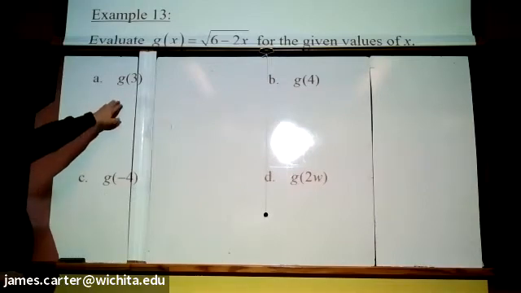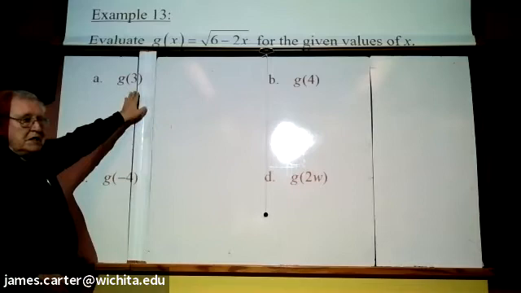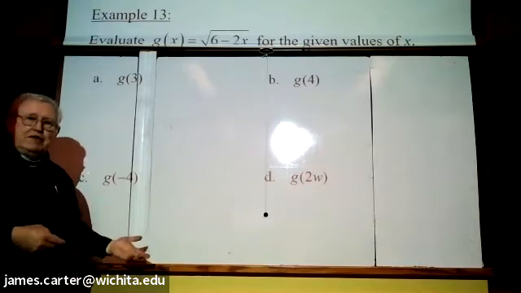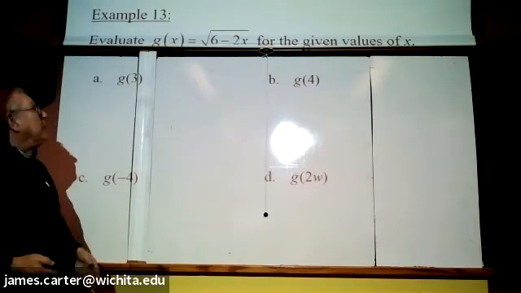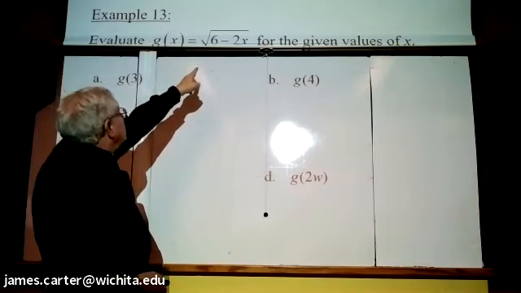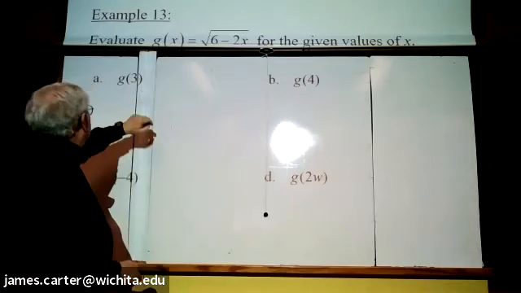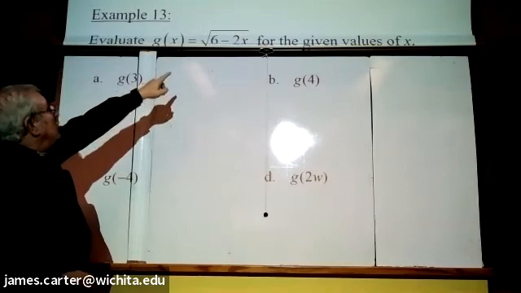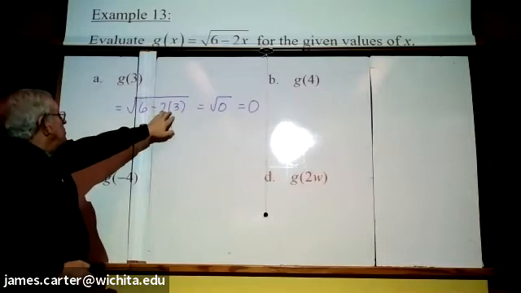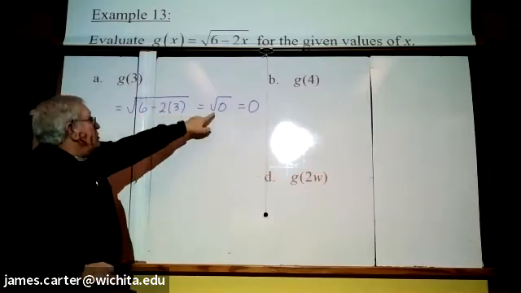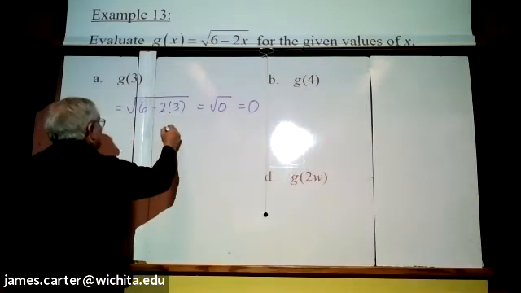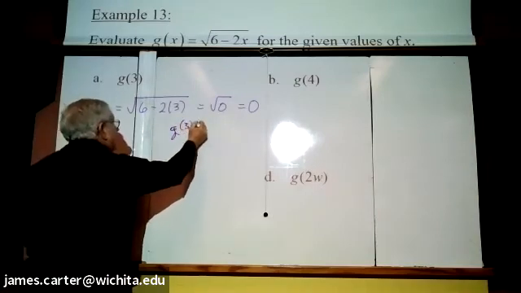Okay, g of x is just notation, g of x just means it's a different equation. If f of x is one equation, g of x could be a different equation. So, g of x is the square root of 6 minus 2x. We want to know g of 3. So we replace that x in the radical with a 3. 2 times 3 is 6, so 6 minus 6 equals 0. Square root of 0 is 0. So our answer then, g of 3 equals 0.